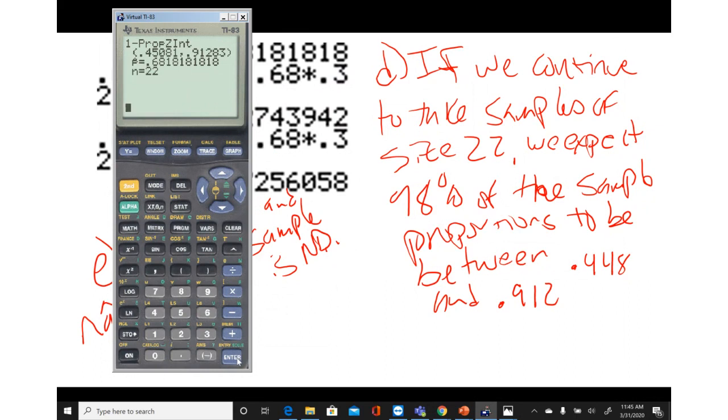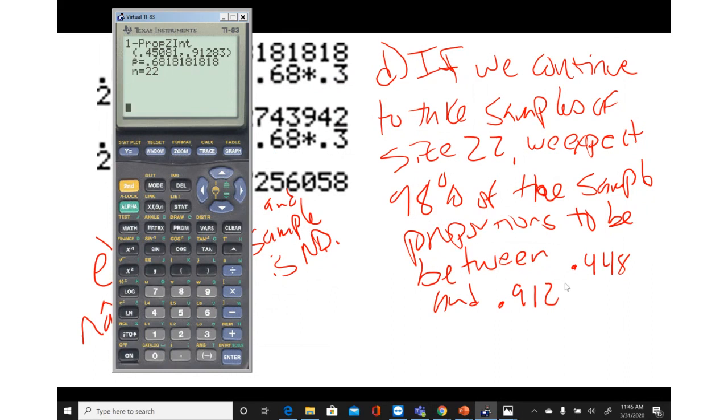Again, you're going to notice that this answer here is going to be a little bit different than this answer here that we have. And that's just because A, it doesn't use 0.68, it uses 0.6818181818. And B, when it finds a Z-score, it doesn't use 2.33, it uses 2.32814 or whatever that Z-score might turn out to be. So these two answers will be slightly different, but they'll be functionally very close.